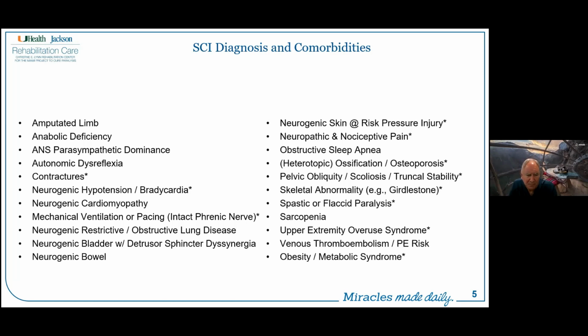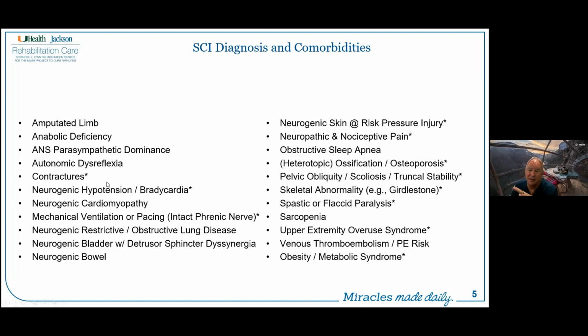Neurogenic bladder, typically with detrusor sphincter dyssynergia, although if the lower portions of the cord and the cauda equina are involved, then you'd simply have a flaccid bladder and a flaccid sphincter. You can have neurogenic bowel, again, upper motor neuron or lower motor neuron, depending upon the level of the injury. Folks are at high risk for pressure injuries and neurogenic skin, neuropathic as well as nociceptive pain. They're at high risk for obstructive sleep apnea, heterotopic ossification, osteoporosis, and osteopenia.